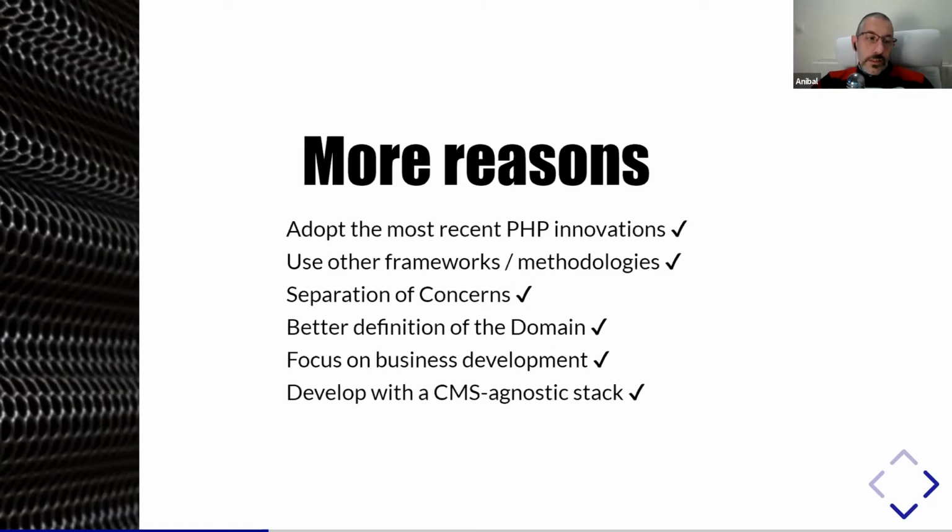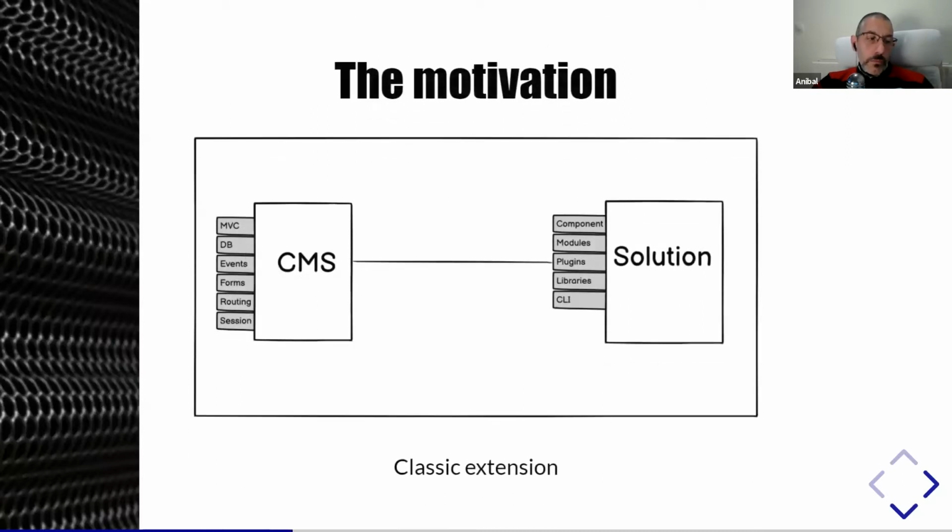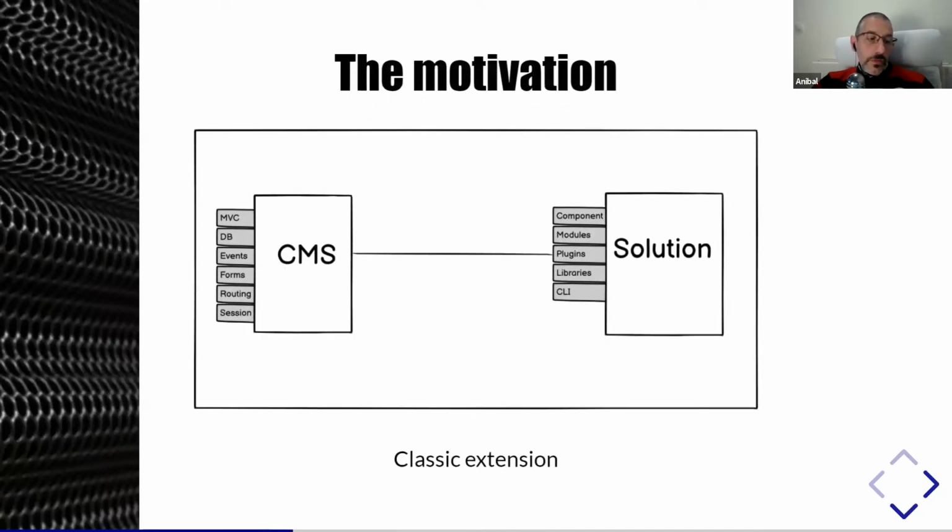The main incentive is focusing on the software definition and the business rules of the domain, instead of having to solve everything related to the framework that you need to integrate. In this way, you integrate only once, and after that, you only integrate the part of the CMS that you need to use. For example, in a classic extension, we define components, modules, plugins, and all of these assets use the CMS framework, in our case, Joomla.